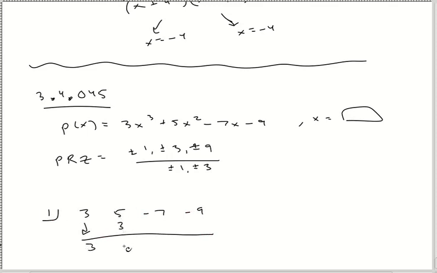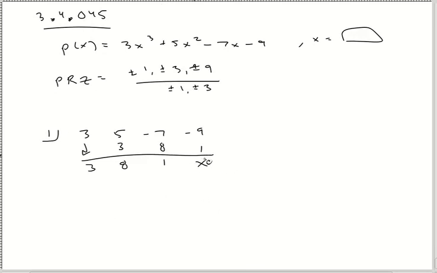1 times 3 is 3, plus the 5 is 8. 1 times 8 is 8, plus the negative 7 is a positive 1. And 1 times 1 is this, and we don't get a 0. Again, I don't care what we get. We're not getting a 0. It doesn't matter to me. If we get a 0, I'm happy, and we do stuff differently.